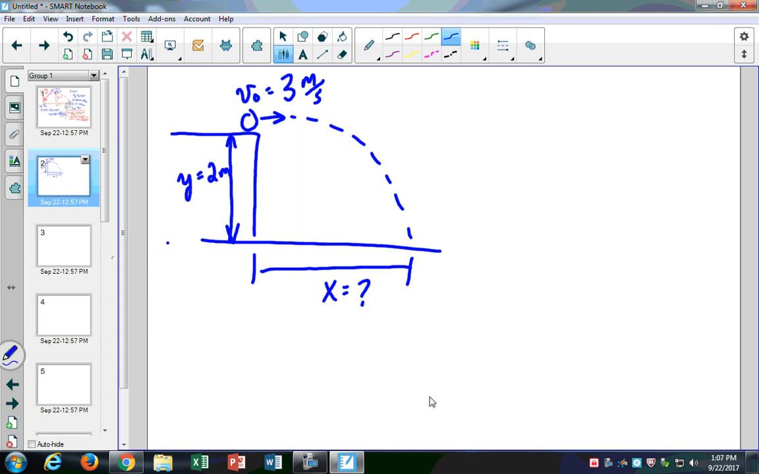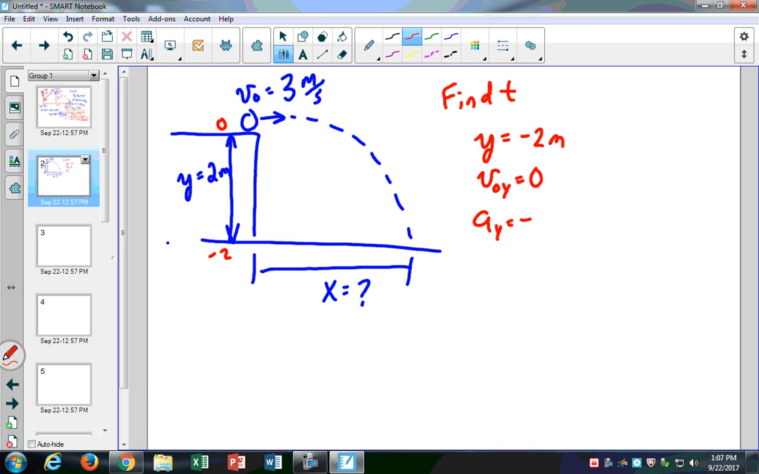All right, so this one follows a similar path. First, I want to find t. But in this case, it's a little bit different. I don't find the time in the same way that I did before. I still consider the y motion, but I do it a little bit differently. I say, well, my y displacement is negative 2 meters, because I start at 0, I go to negative 2. My v naught y is equal to 0 at the top, because there's no velocity in the y direction, and ay is equal to negative 10.